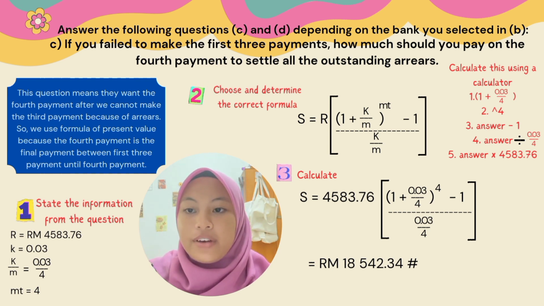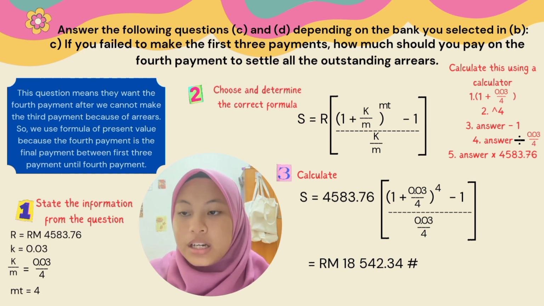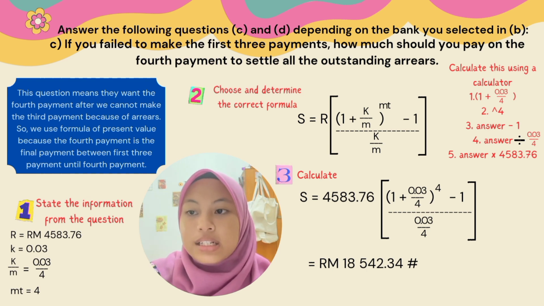Before we find the answer, first we state the information from the question, then choose and determine the correct formula and calculate. So how to use the calculator? First we press open bracket, 1 plus 0.03 over 4, close the bracket, and we got the answer. Press the power of 4, and we got the answer. We need to minus 1, and the answer is divided by 0.03 over 4. Lastly, the answer is multiplied by 4,583 ringgit 76 cent. So we got the answer, which is 18,542 ringgit and 34 cent.